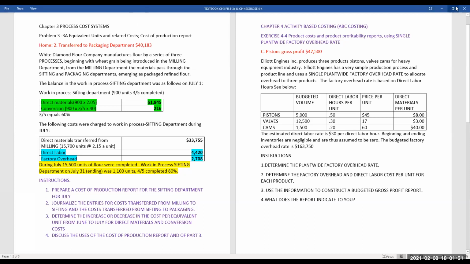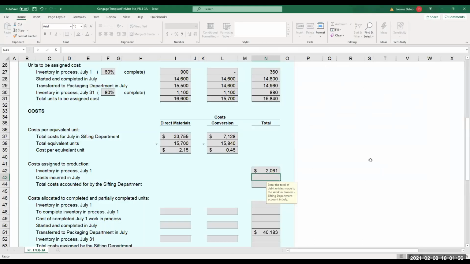So let's go back to our sheet. All right. So does everybody see what I'm typing? I want to make sure I got the right sheet up. Did everyone see that I typed in 40883? Yes? Okay, good. So guess what? It says total cost in July. If I add these two numbers across, guess what I would get? I would get 4883. Then we have to add these two numbers, total cost for the sifting department. It's going to be equal plus this plus this.